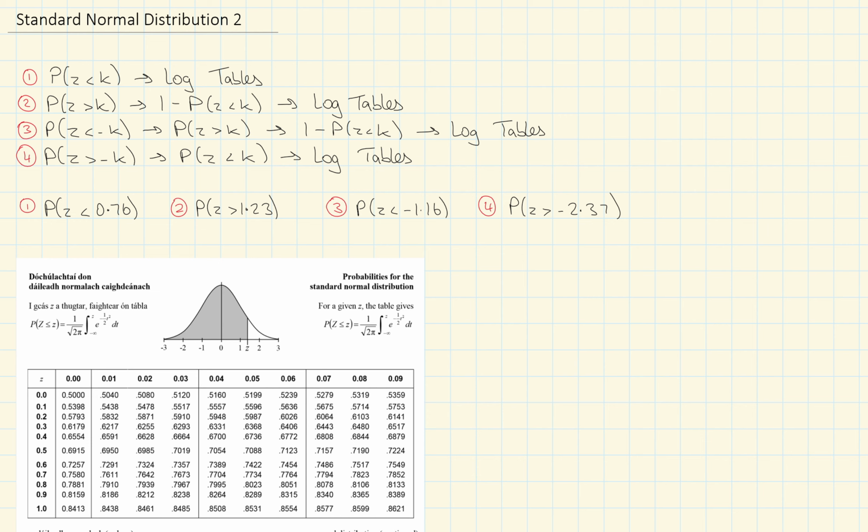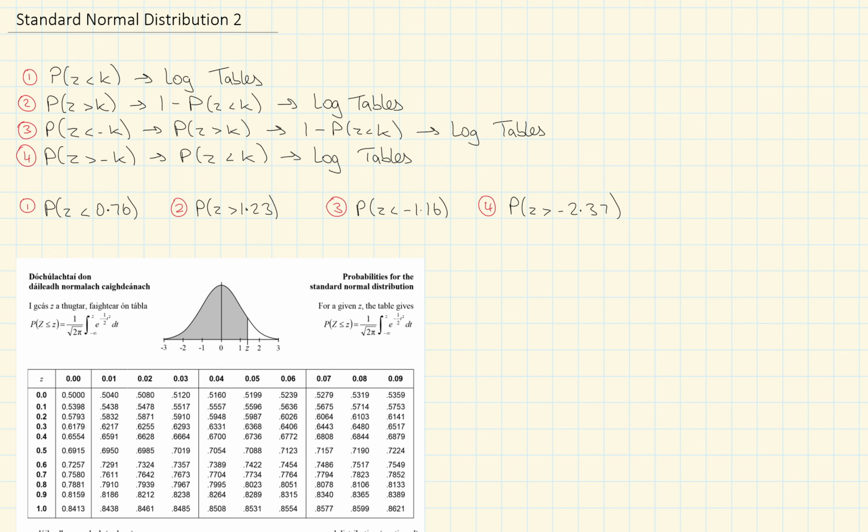Part 3 then we don't, and part 4 we don't deal with negative values. So what we do is we flip the sign, which results in a flipped inequality. And then in parts 3 and 4, you'll see there that determines what your next step is, if we can go straight to log tables, or if it'll be 1 minus the probability that z is less than k, whatever value k is given to us in the question.